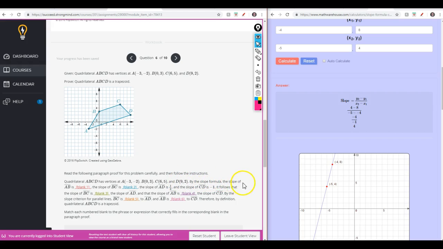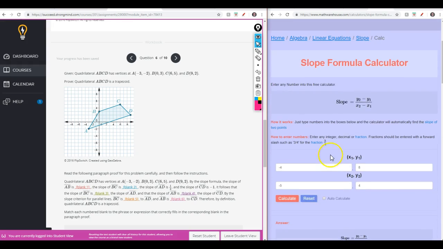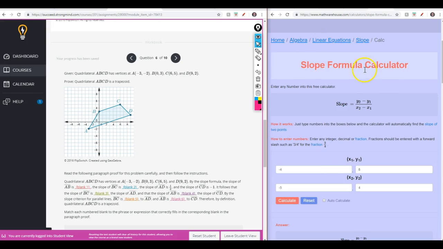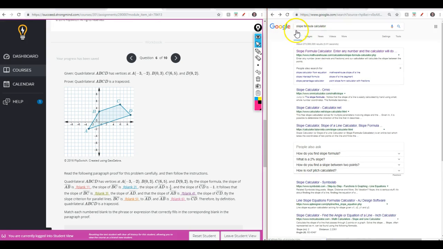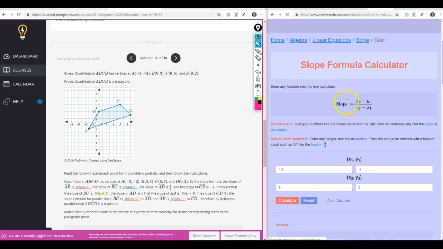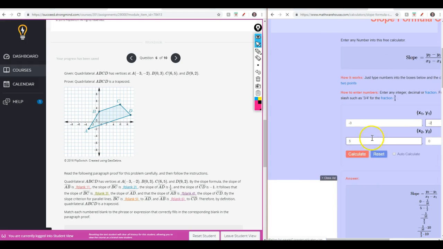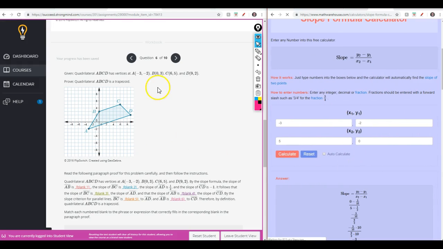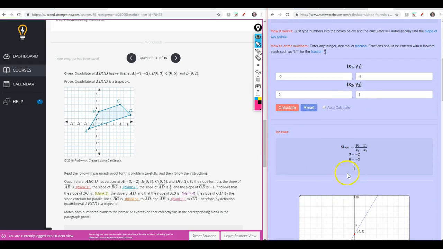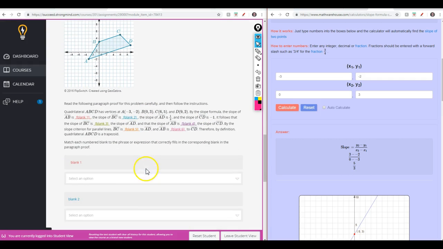By the slope formula, the slope of AB is blank. So they give us the side that we're going to use, and I'm going to use the slope formula calculator that I Googled. It's a resource. I clicked on the first Math Warehouse one and pulled it up. Point A's coordinates are -3, -2. Point B's coordinates are 0, 3. Click calculate, 5/3. So blank 1 is 5/3.